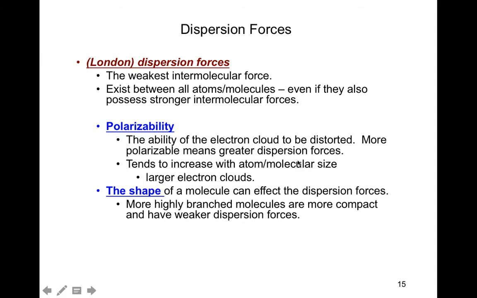This tends to increase with the size of the atom or the molecule, right? If the atom or molecule gets bigger, it has larger electron clouds, and in general, it's more polarizable. In fact, when we get to things like proteins that have hundreds of thousands of atoms, the dispersion forces can become quite strong because the electron clouds are so huge. Finally, the shape of the molecule can also influence the dispersion forces. More highly branched molecules are more compact and have weaker dispersion forces.